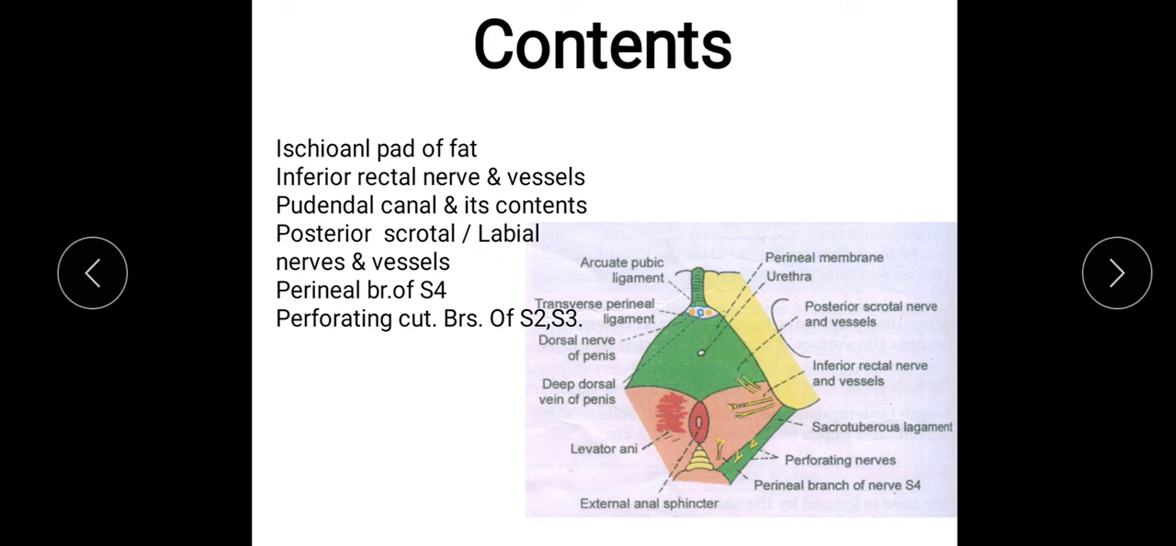And the perineal branch of the fourth sacral nerve, that is S4, enters the posterior angle of the fossa and runs over the levator ani muscle to the external anal sphincter. Then the perforating branches of the second and third sacral nerves appear at the lower border of the gluteus maximus muscle in the posterior part of the fossa.